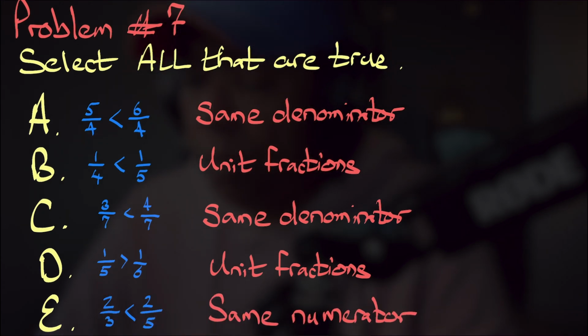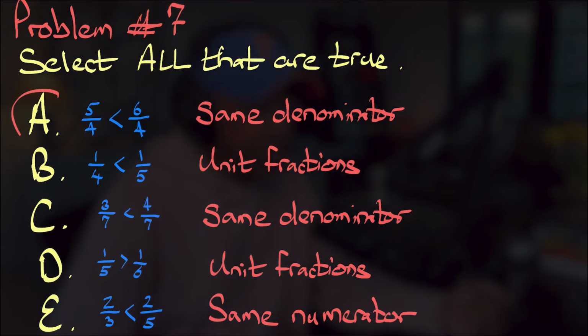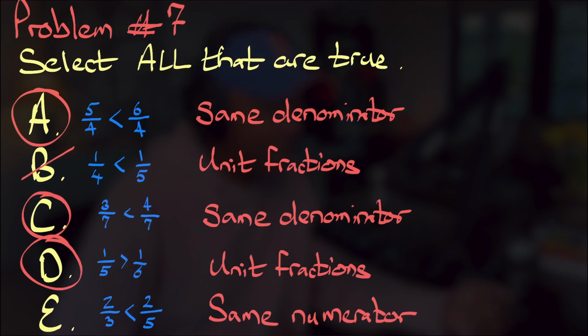So question A, is 5/4 less than 6/4? Correct, 5 is less than 6. 1/4 deals with bigger pieces. It's smaller than a fifth. B is wrong. C has sevenths. 3 pieces are less than 4 pieces of the same size. Correct. D, 1/5 is greater than 1/6. Yes, bigger pieces. And the last choice is wrong.